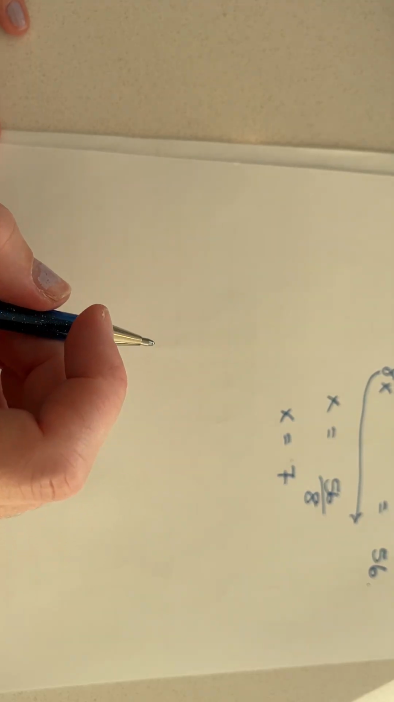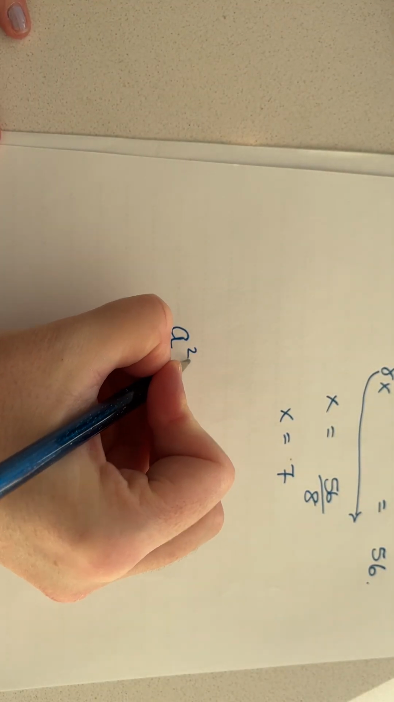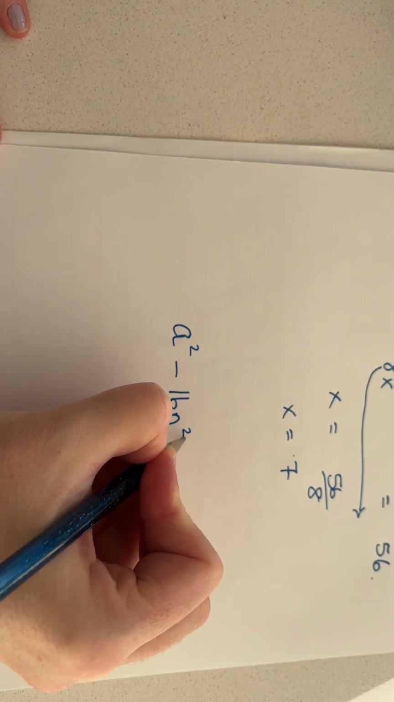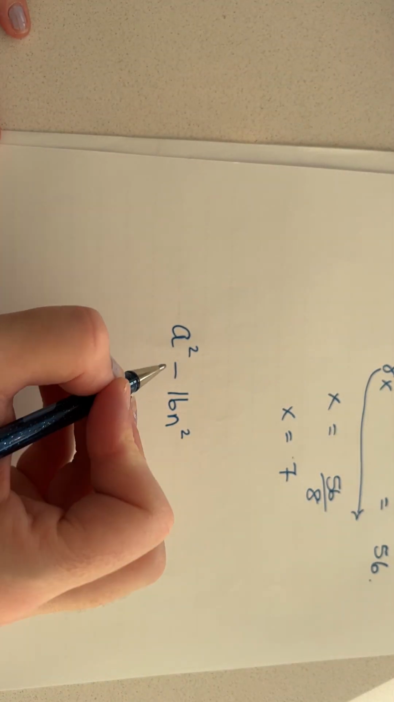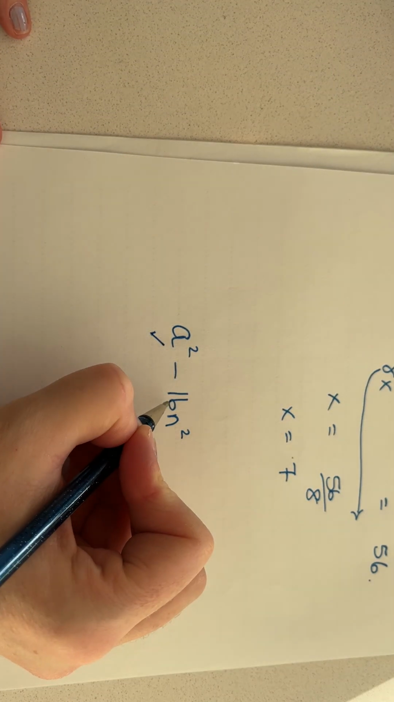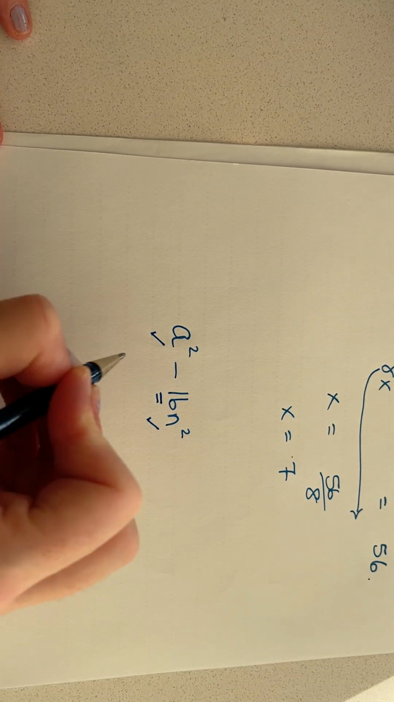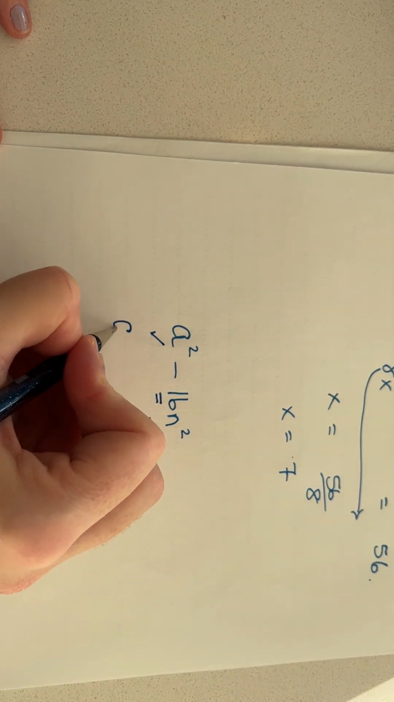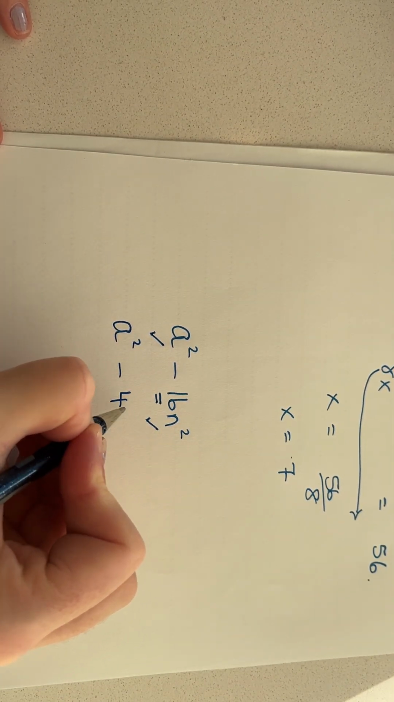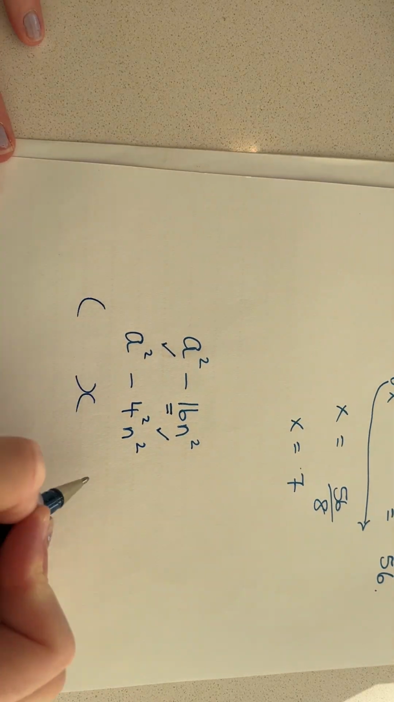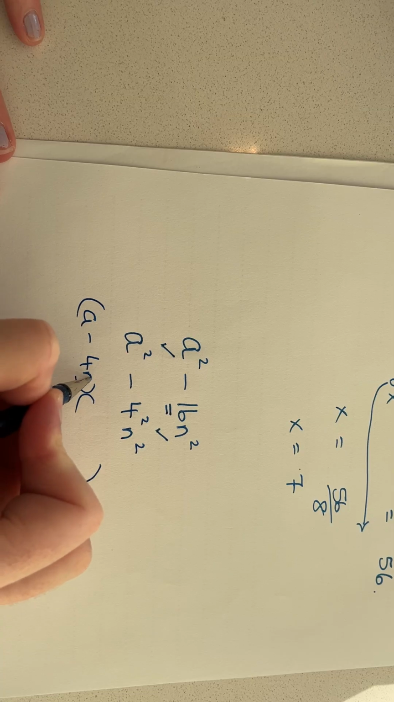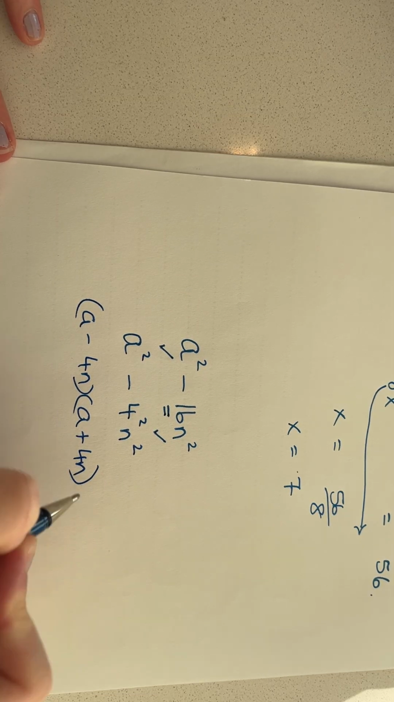Next two questions were factorizing. So a squared minus 16n squared. It's the difference of two squares. It's just a method. We need to have everything squared, so that's fine. That's not fine, and that is fine. So to get my starting marks here, I need to write that as 4 squared. Once I'm as far as there, I put down my two brackets. It's the first minus the second, the first plus the second.